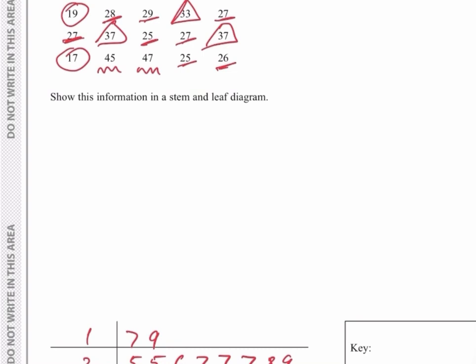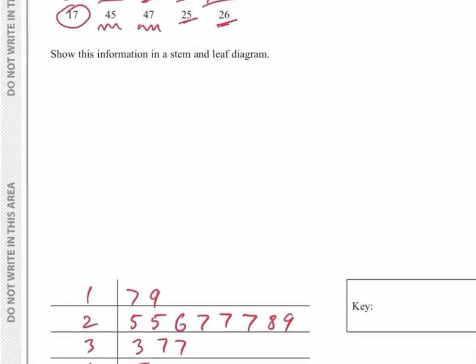Just shading and marking in differently, so I do not count something twice and do not miss anything out. So do not forget the key.